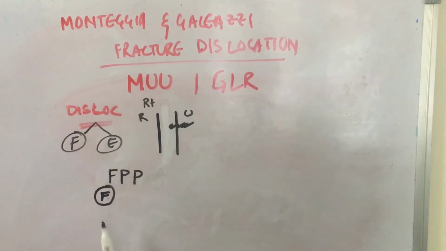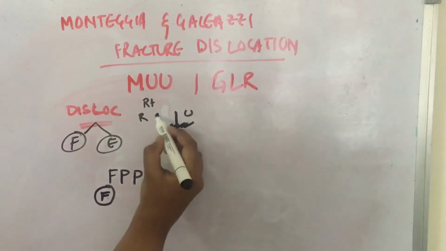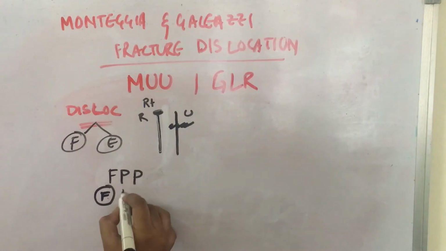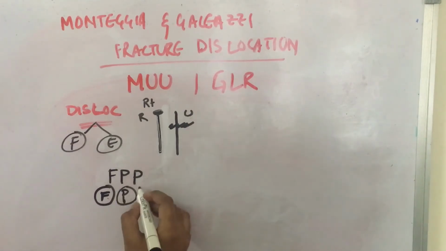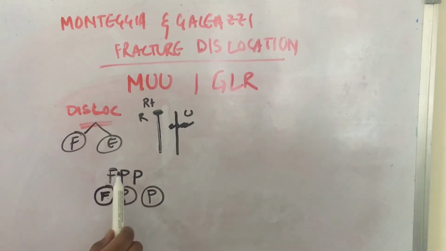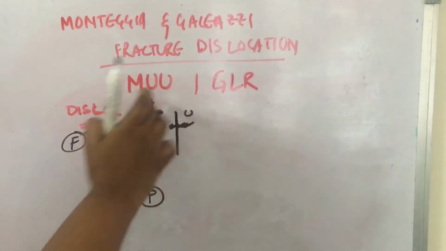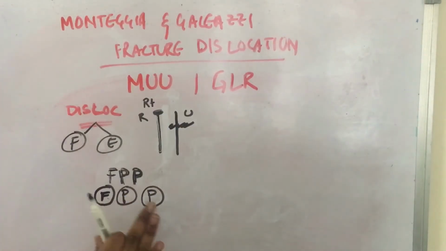In flexion type of dislocation, the radial head dislocates posteriorly and ulna angulates posteriorly. That's why FPP. FPP stands for flexion type, posterior dislocation of radial head and posterior angulation of ulna. That happens in MUU, that is Monteggia fracture. That's it. That's all you need to know about Monteggia.